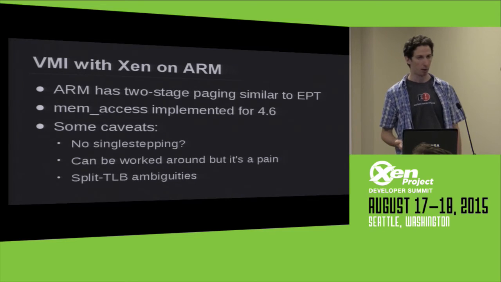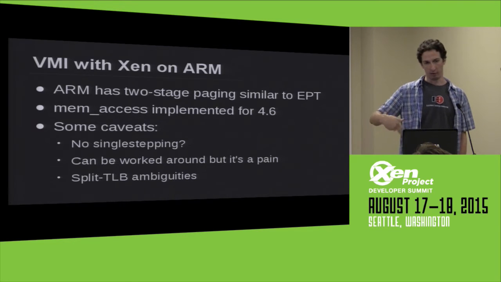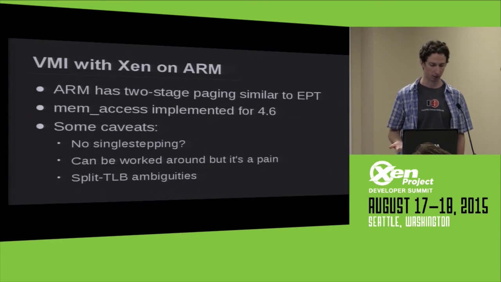So for 4.6, mem access is implemented for ARM as well, so we can trace memory accesses. But what I couldn't find is single stepping. If there are more ARM people here, I would love to talk to them, because honestly I didn't spend too much time on it, but right now I don't see single stepping. Once you get a violation in the second stage page, how do you relax that permission, single step, and set it back? Because of course, altp2m is Intel specific.